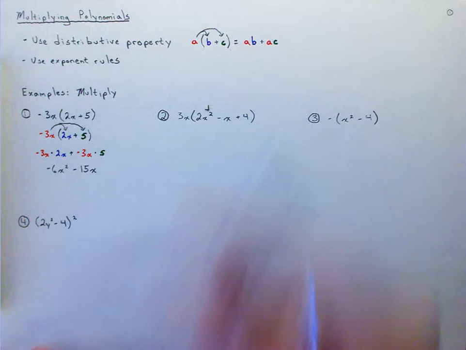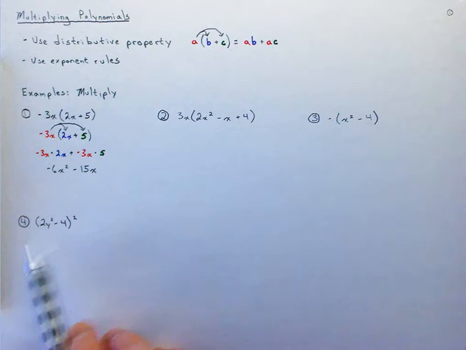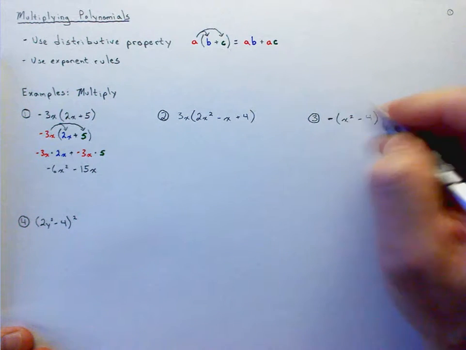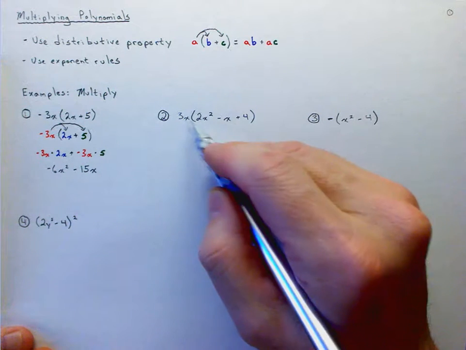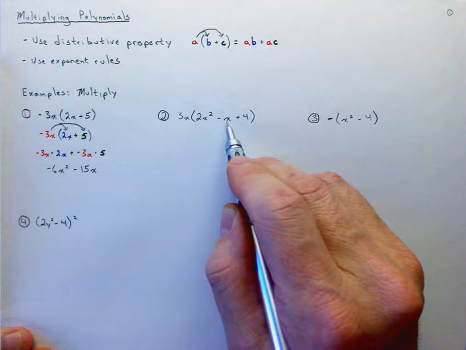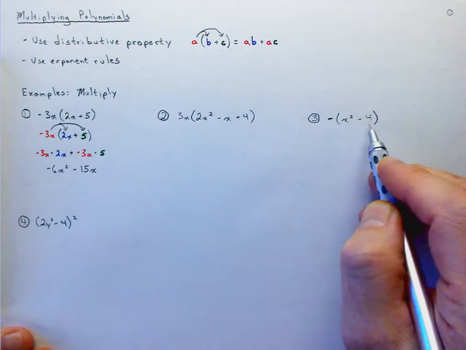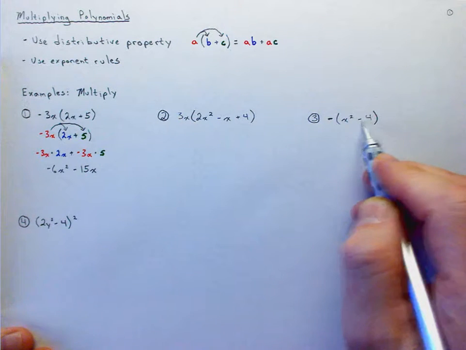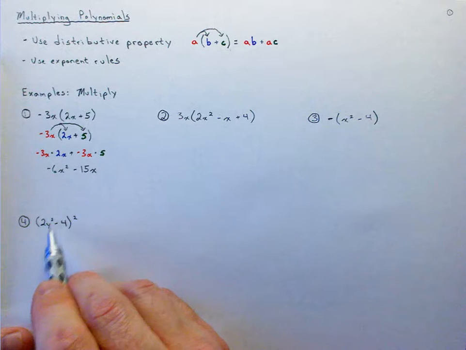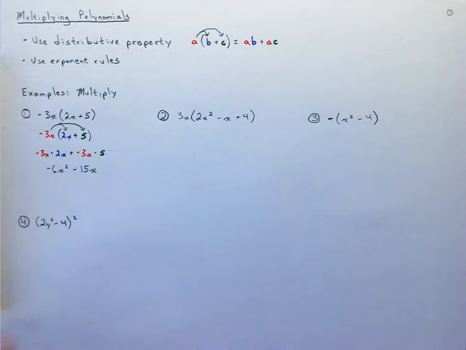So what I would ask you is to pause the video and work the remaining examples to make sure that you understand. The first is 3x times, in the parentheses, 2x squared minus x plus 4. The next is a negative, set of parentheses, x squared minus 4. And the last is 2y squared minus 4, and all of this squared.